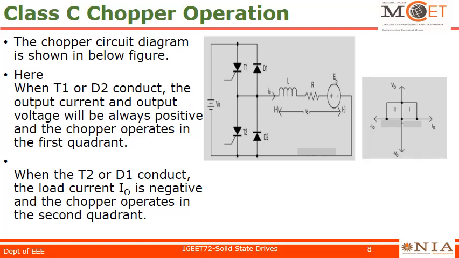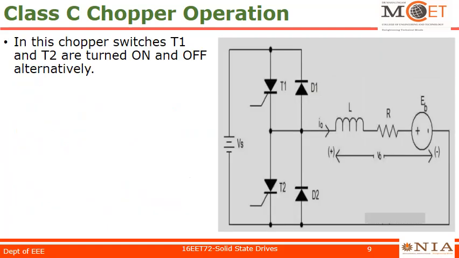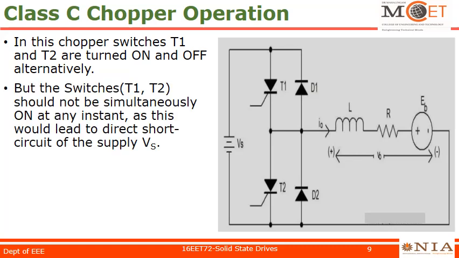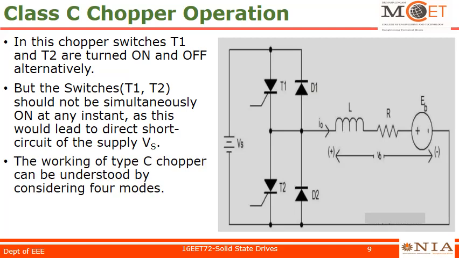D1 makes the reverse direction of current possible. In this chopper, switches T1 and T2 are turned on and off alternately. But the switches cannot be turned on simultaneously, as that leads to a short circuit. This is the most important thing in this circuit. Now let's see the modes.